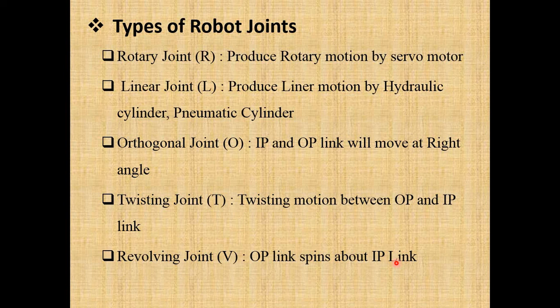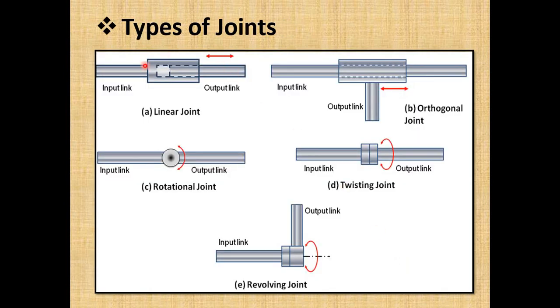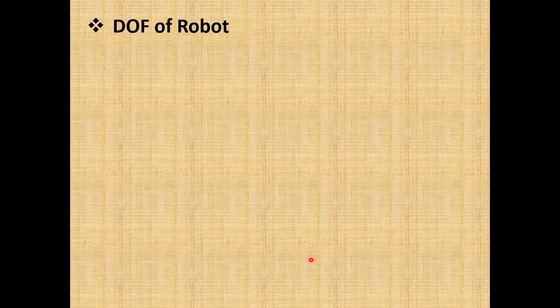And now I will show you the figure of all these types of joints. Here you can see the linear joint, input link, output link. It has this type of motion. Then the orthogonal joint, perpendicular to each other. Rotational joint: here a fixed point is there, and the input link and output link will rotate like this. And the twisting joint: the input link and output link will be twisted at some angle. And the final one is the revolving joint at a right angle.